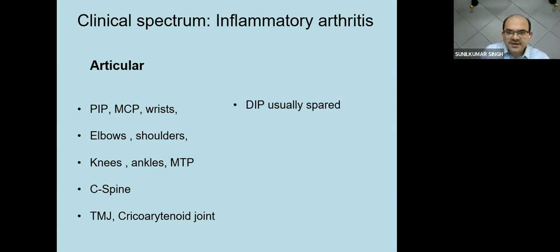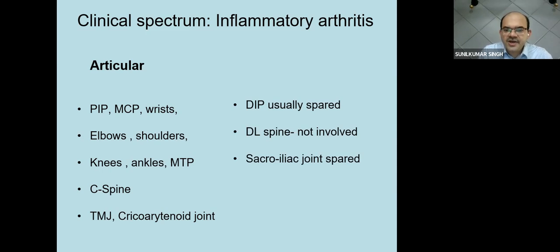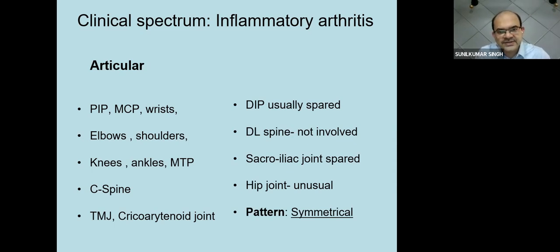What is not involved is equally important because this helps you in making the differentials. So the DIP is spared, the dorsolumbar spine is not involved, the sacroiliac joint is spared. The hip joint is a very unusual manifestation. You think of many other illnesses before you label this for rheumatoid. And most importantly, the pattern is symmetrical. So that answers our previous question that the DIP joint is what is spared. And this, I think, is a very important slide because this helps you in making a clinical diagnosis and excluding some of the differentials which are joint-based.